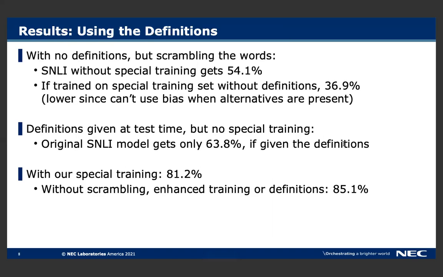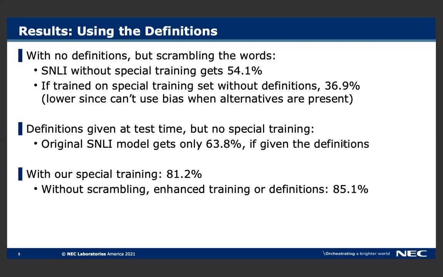First of all, by scrambling the critical words, we have created a test that can't be solved well without reading the definitions. If we scramble the words but don't give the definitions, the original SNLI model will get 54.1%. The model trained on our special training set will get an even lower accuracy because the bias towards the original word can't be used when the alternatives are present. Now, what if we provide definitions but don't provide a special training strategy and just add the definitions to the premises? Then the original SNLI model gets only 63.8%. Our special training strategy achieves 81.2%.